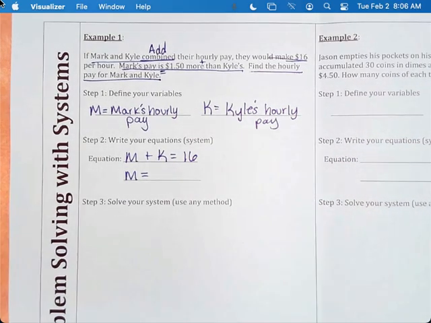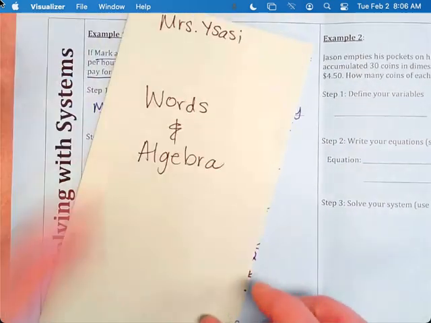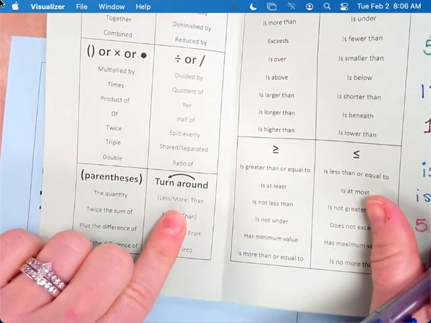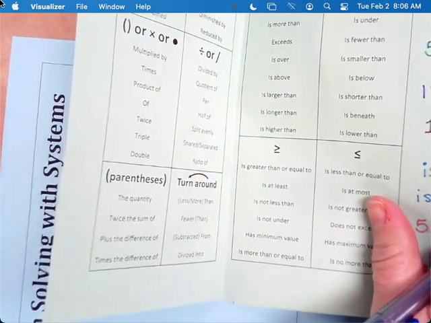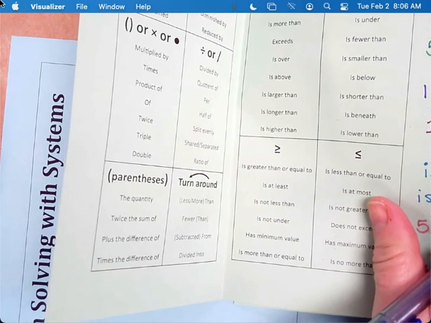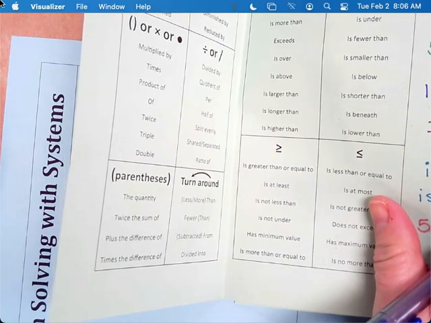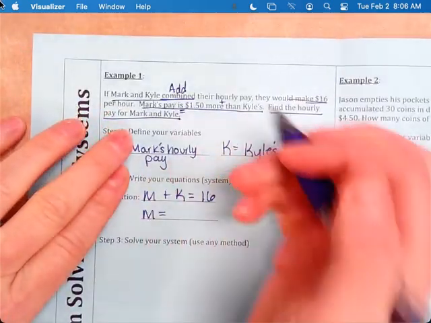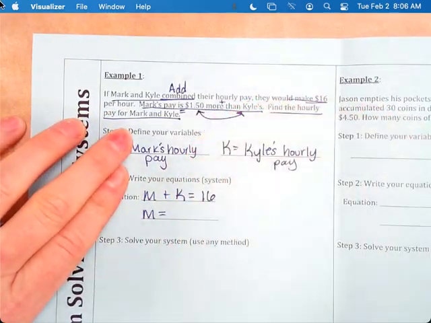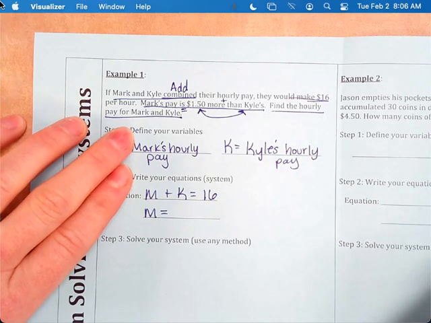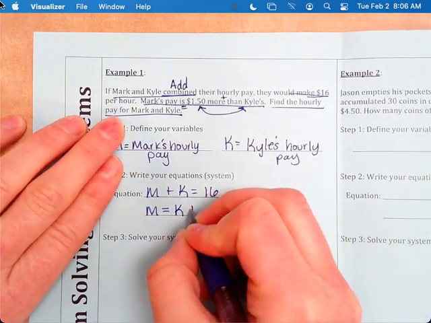So looking back at that green foldable from quite a while ago, I think it might have been the first section. Do y'all remember? Oh yeah, right here. The words in algebra. It's one of those turnaround words. More than or less than. With addition, it doesn't matter which order you go, but it is a good habit to go ahead and switch those anytime you see a more than or less than. So that'd be Kyle's pay plus $1.50.